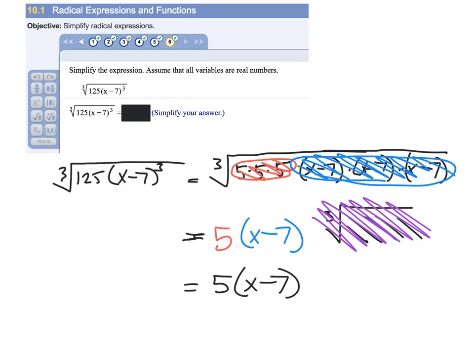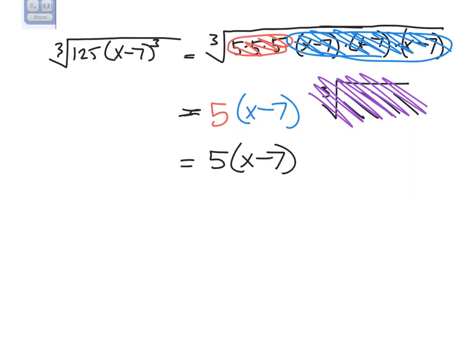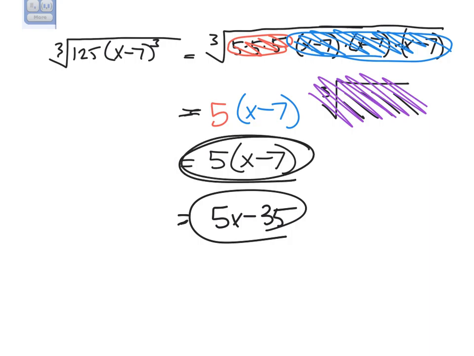All right. Now, that is the answer. Now, it's possible my math lab may want you to use the distributive property and write down the answer 5x minus 35. So one of these two answers is going to be the right one.